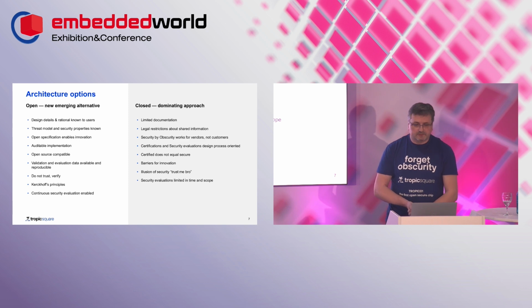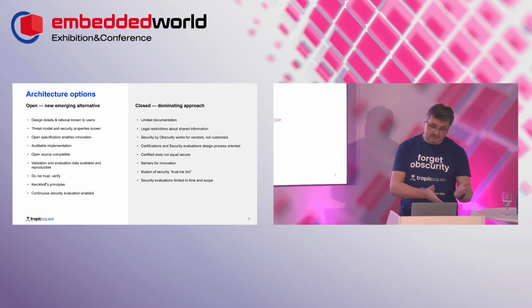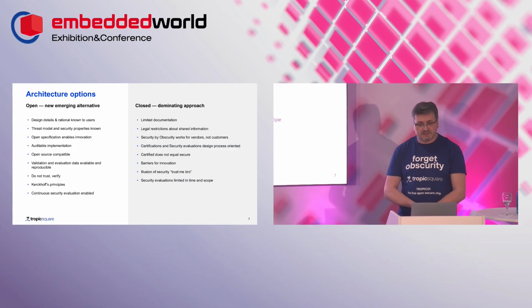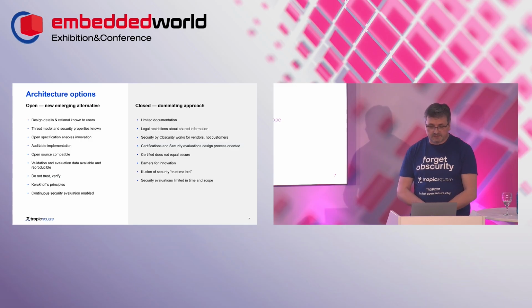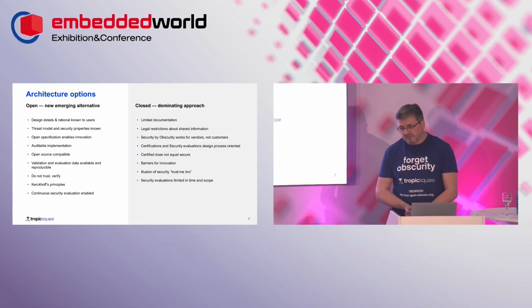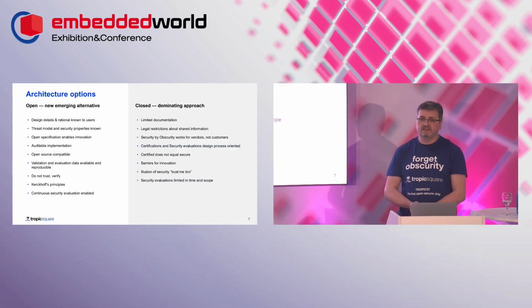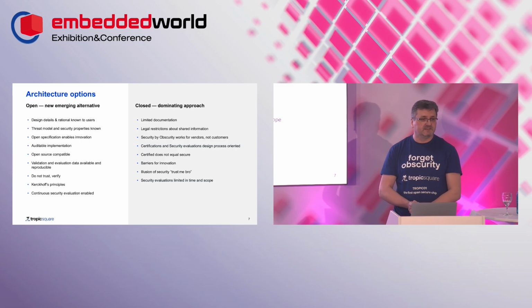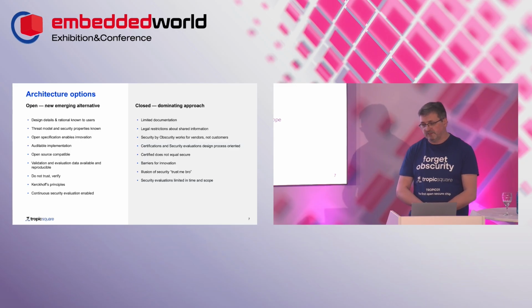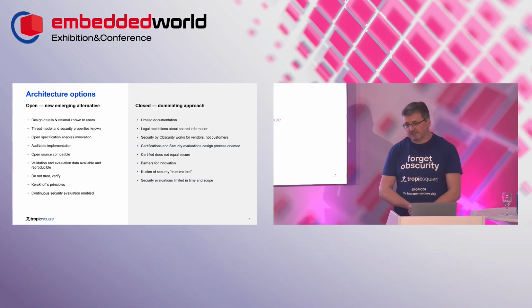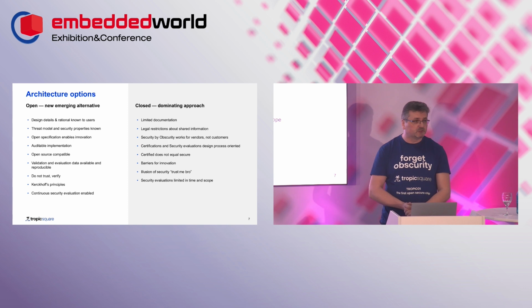So we have two options at high level for the architecture. We can select either open, which we say is a new emerging alternative, or we can stay with the status quo, closed, the still dominating approach. I already mentioned some limitations for the closed one, and probably you hit that already, or if not, ask your engineering team. They will have a lot of stories about how they were trying to get the documentation and how to design the features. So limited documentation; by some definitions, a backdoor is an undocumented feature.